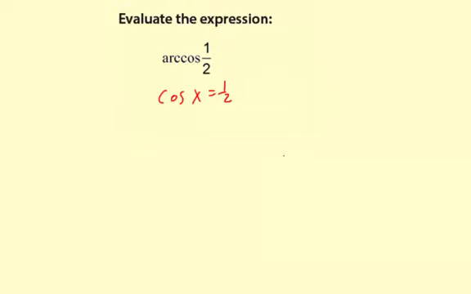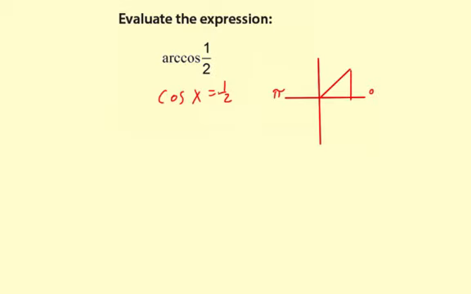Well, let me sketch the quadrants here briefly. The range of the inverse cosine is from 0 to pi, so all the values have to be somewhere in here. Now the arc cosine value is positive, which means it has to be in quadrant 1 somewhere. So I'm going to draw my triangle right here in quadrant 1.